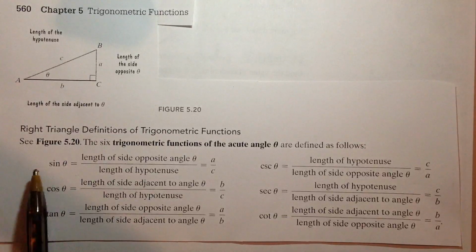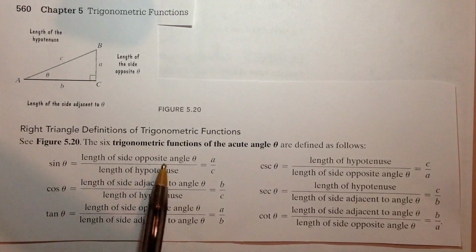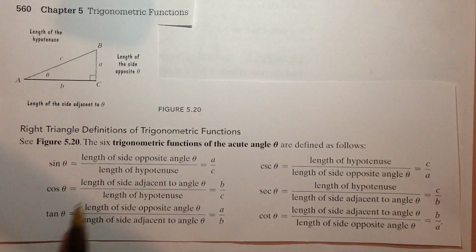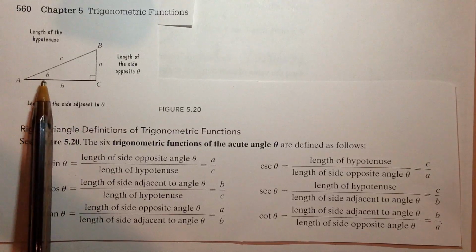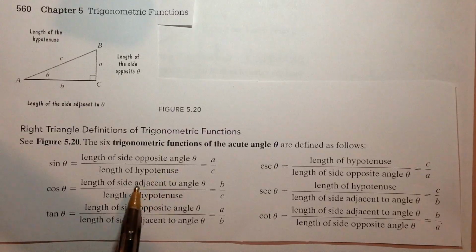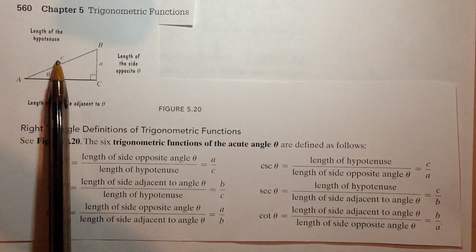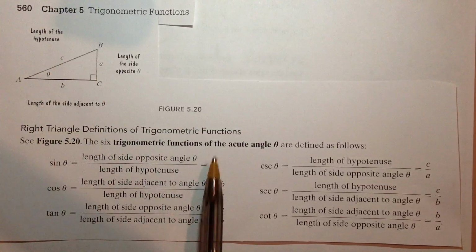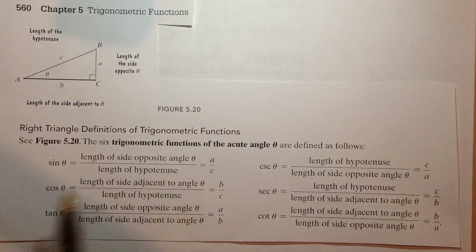The first one is sine of theta. Sine of theta is the length of the opposite side of angle theta divided by the length of the hypotenuse. So if you're finding sine of theta, it is the opposite side over the hypotenuse. For theta, the opposite side would be A, the hypotenuse would be C. So that's where we get A over C. So to find sine of theta, we would use A over C.